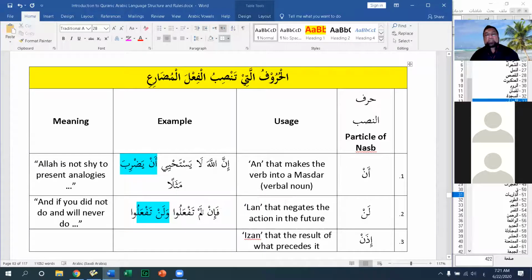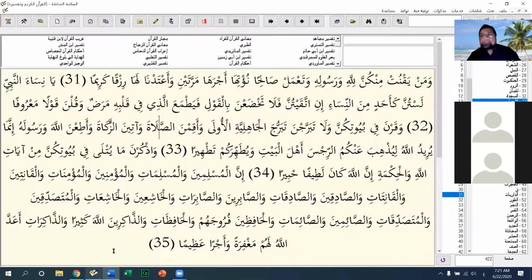So this is a good example to show that both jazm and nasb are with حذف النون, because this is the same verb. تفعلون لم تفعلوا ولن تفعلوا. So this ayah is saying وإن كنتم في ريب مما نزلنا على عبدنا فأتوا بسورة من مثله وادعوا شهداءكم من دون الله إن كنتم صادقين فإن لم تفعلوا ولن تفعلوا فاتقوا النار التي وقودها الناس والحجارة أعدت للكافرين. Allah says, and if you have doubt concerning what was sent down to our slave, على عبدنا.